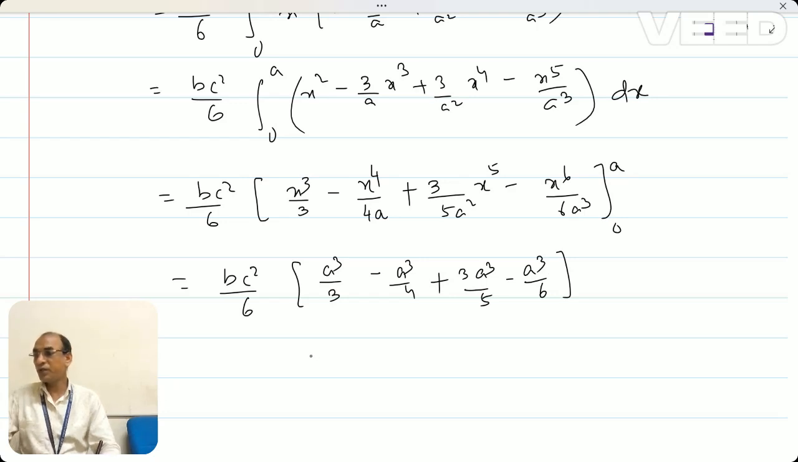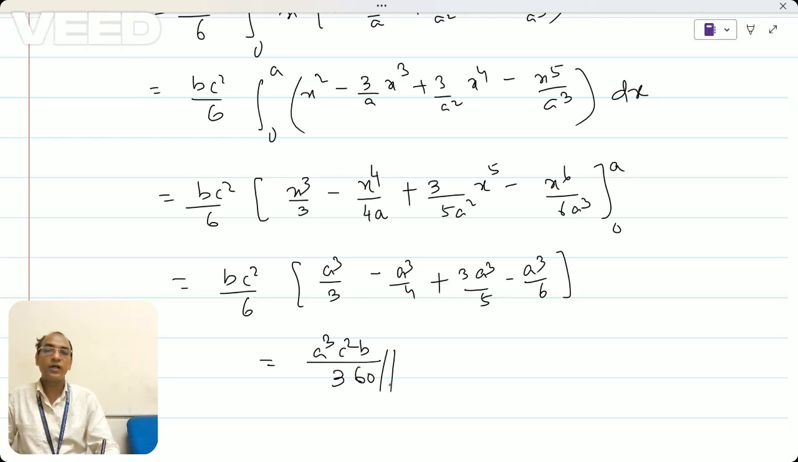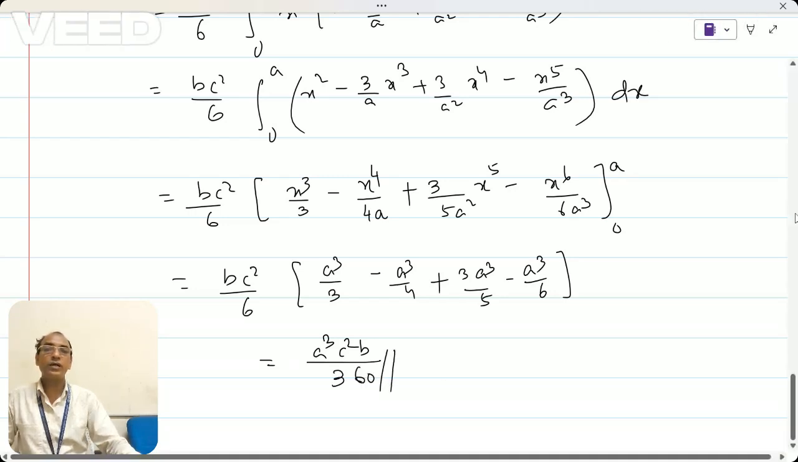So if you simplify this, you will get the answer, and the answer will be nothing but a cube b c square divided by 360. So like this we can evaluate the integral.